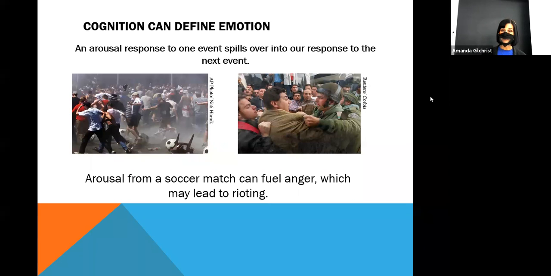So what will happen is that all of that arousal will spill over into something else. You can't blame the game anymore. The game's over. So what do you do with all this arousal? I was tense at the game and now I'm just mad. I'm mad at this city. Let's wreck things. And sometimes what ends up happening is that arousal from things like soccer matches can actually fuel anger. This can lead to rioting.